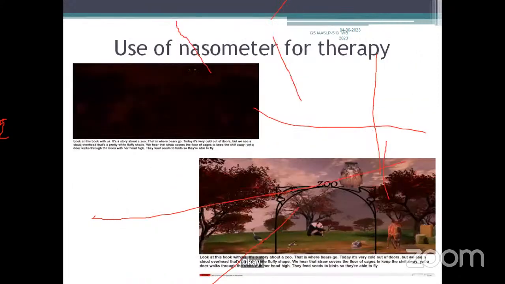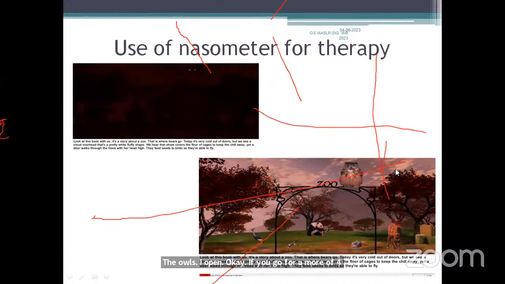So we can also use nasometry for therapy. There are some inbuilt software programs in a nasometer for therapeutic purposes. There are 3 modules, including zoo passages. If you can see a small owl's eyes here in the dark, that is an indication that if more nasal energy is present, it will become dark and you will only be able to see the owl's eye open.